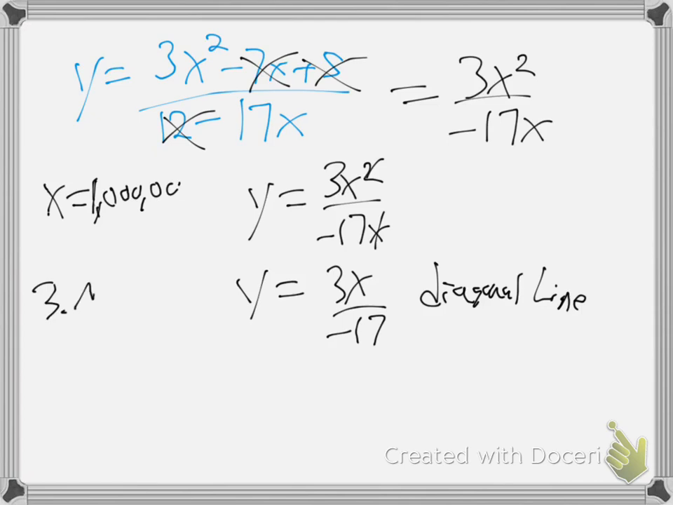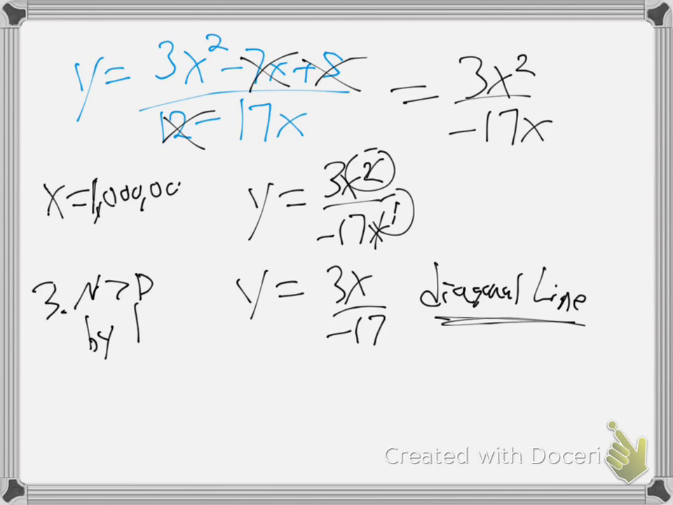That's case 3, when the numerator is greater than the denominator by 1. See, the top power bigger than the bottom by 1. That's going to be a diagonal line. Now, how you find that diagonal line is a little tricky. Long division, I'll show you that when we get to the homework in just a minute.